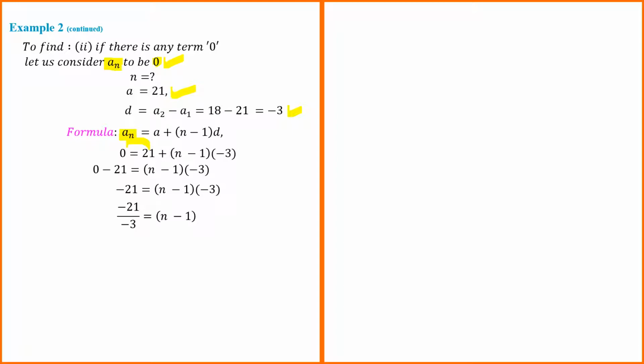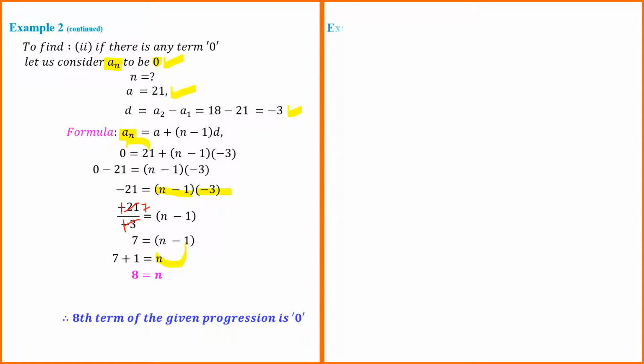As we know, the relationship between the first term and the second term is nothing but multiplication. And now what we have is, minus and minus get cancelled, 3 sevens are 21, so we have 7 equals n minus 1, and we transpose minus 1 to the other end, it's going to be plus, so the 8th term is 0. The 8th term of the given progression is 0.